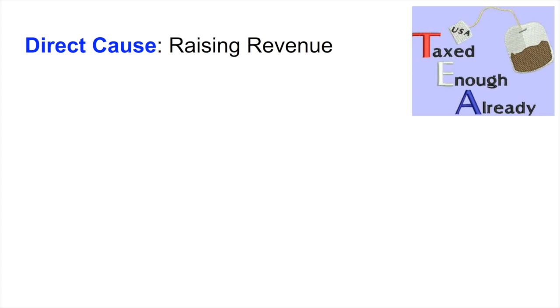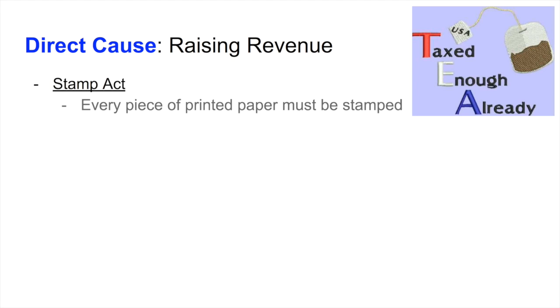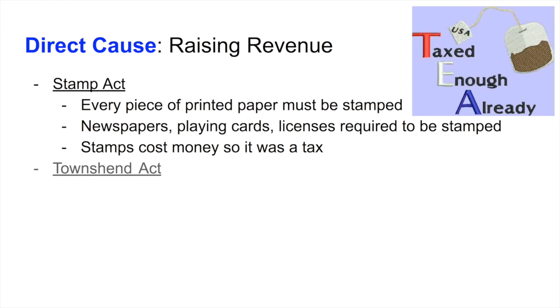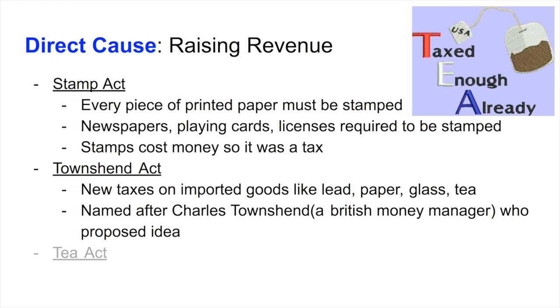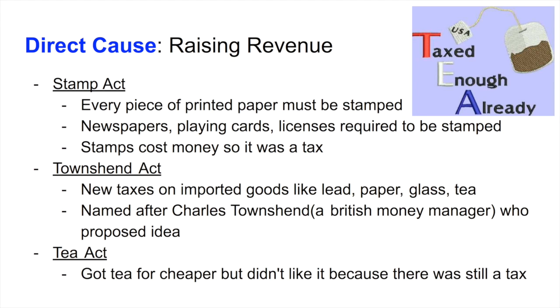Okay, so I've organized it into three separate areas. So raising revenue is number one. The Stamp Act raised revenue for Britain. The Townshend Act did, and so did the Tea Act. So the Stamp Act was like every single piece of printed paper must be stamped, and this is like letters, newspapers, playing cards, everything. The Townshend Act was proposed by Charles Townshend.